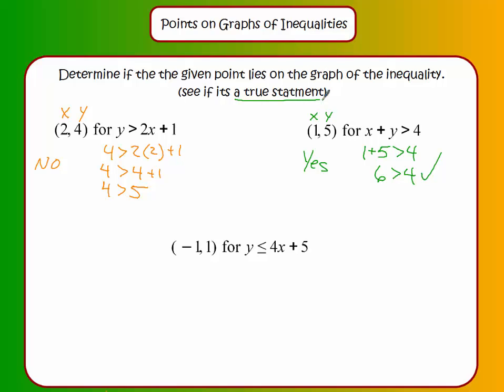Let's try this bottom one. Negative 1, 1 is our point, and the inequality is y is less than or equal to 4x plus 5. So let's plug in some numbers. Again, my x and my y. So y is 1, so 1 is less than or equal to 4 times negative 1 plus 5.